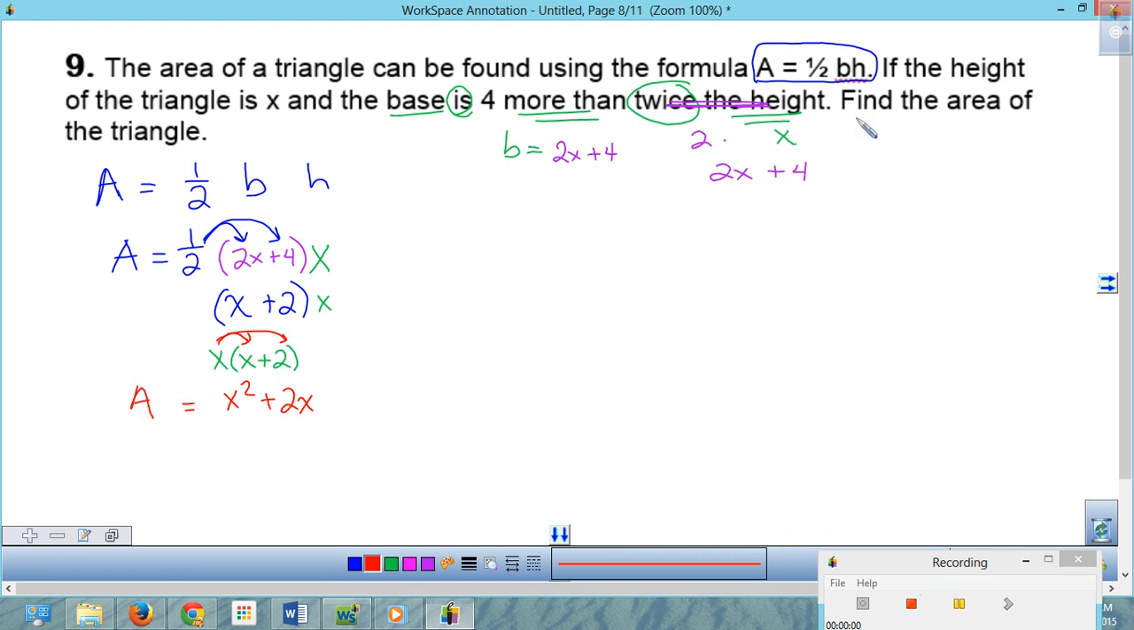And remember, you're always going to go back and see what it asks you to find. And it says find the area of the triangle. Well, the area equals this.